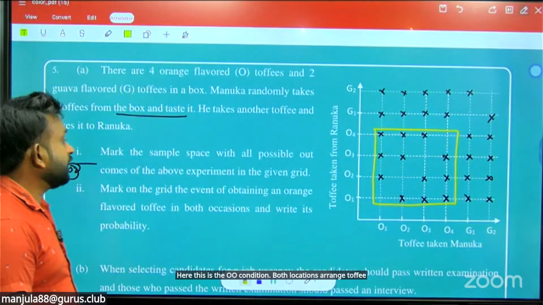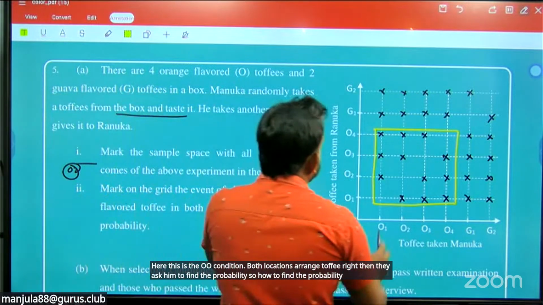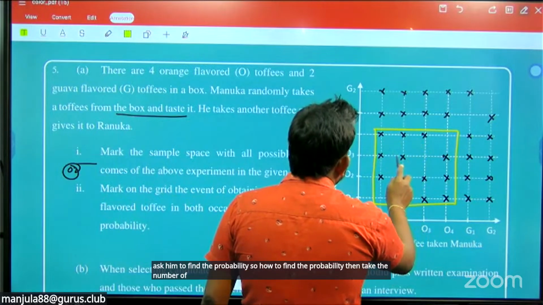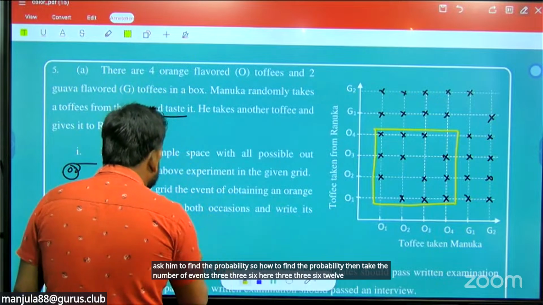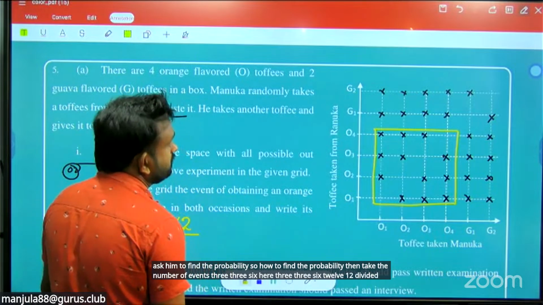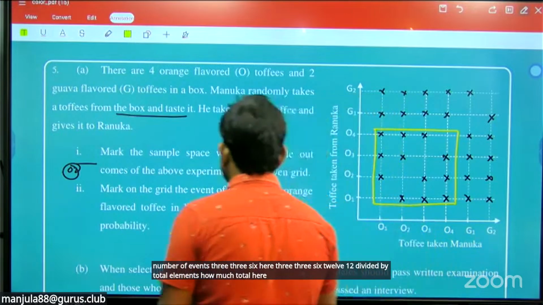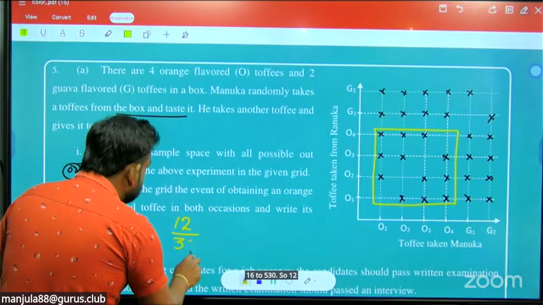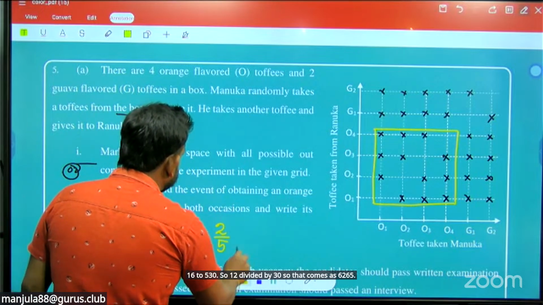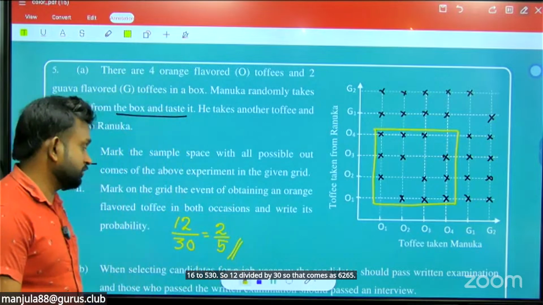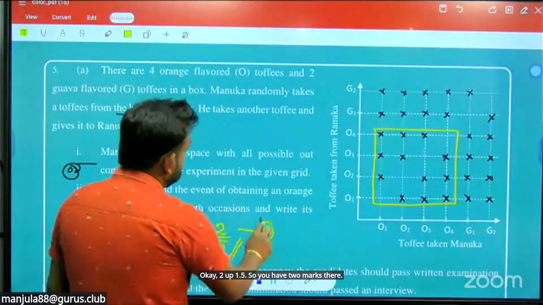Then they ask to find the probability. So how to find the probability? Check the number of events: 3, 3, 6, here 3, 3, 6, 12. 12 divided by total elements. How much is the total here? 6 into 5, 30. So 12 divided by 30, that comes as 2 upon 5. So you have 2 marks there.